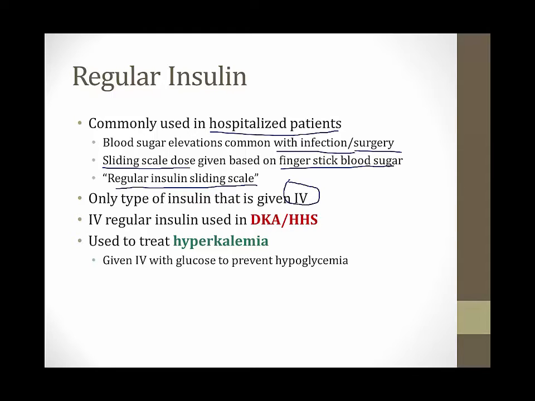You need to give IV insulin to treat serious complications of diabetes like DKA and HHS. I talk about both of these in another module, but they are dangerous and potentially life-threatening, and IV regular insulin is the therapy of choice. You can also use IV regular insulin to treat hyperkalemia. Insulin will drive potassium into cells, so you can give insulin IV together with glucose to prevent the patient from becoming hypoglycemic.